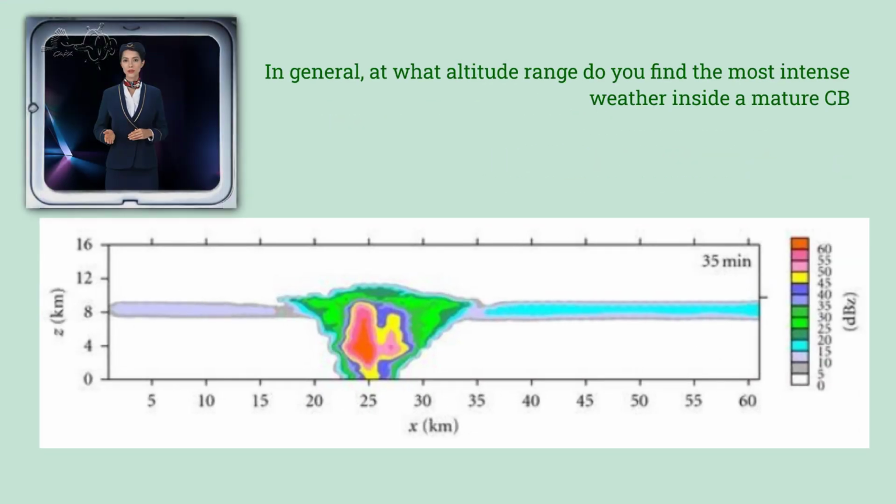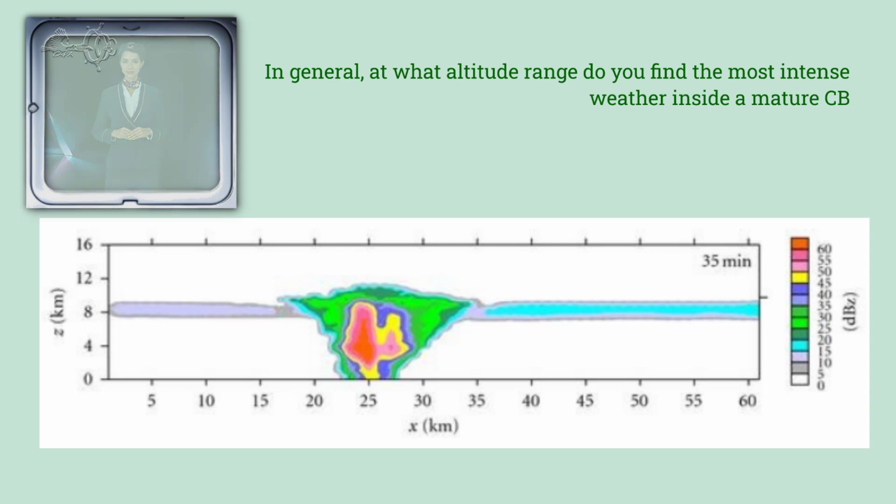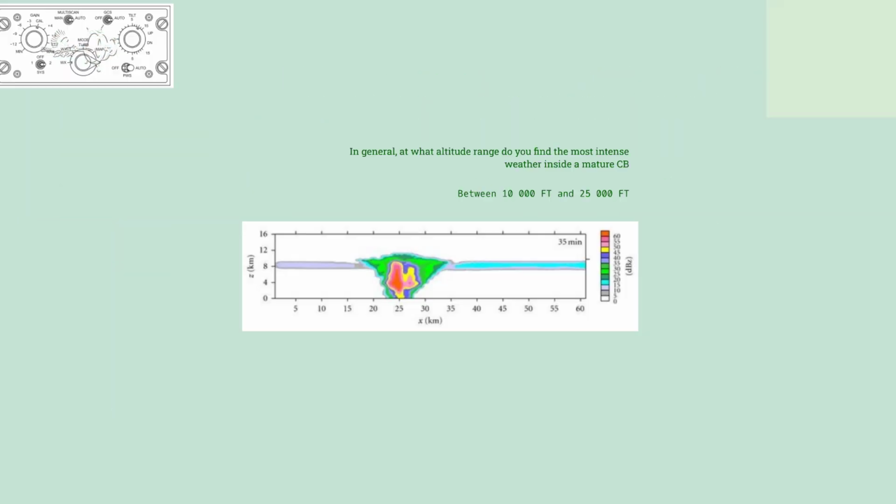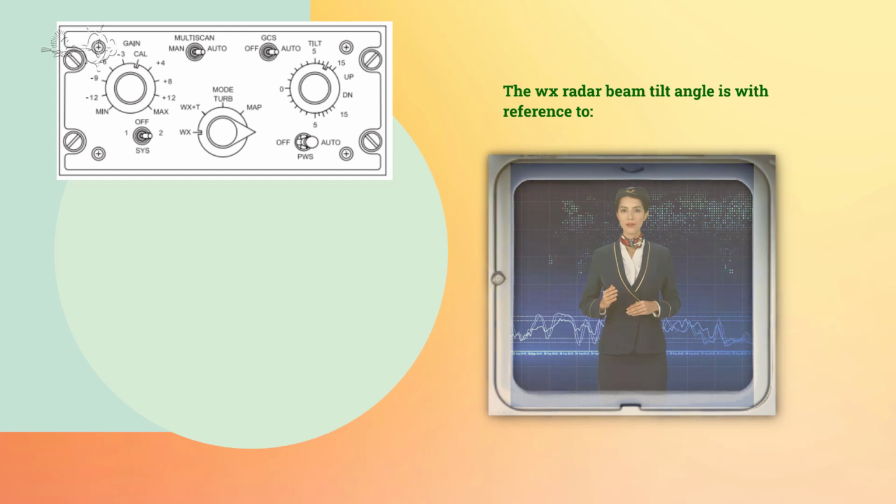For our next question, we are taking a look at what altitude range we generally find the most intense weather inside a mature cumulonimbus cloud. Generally speaking, this would be between 10,000 and 25,000 feet. Now we know what we want to scan.